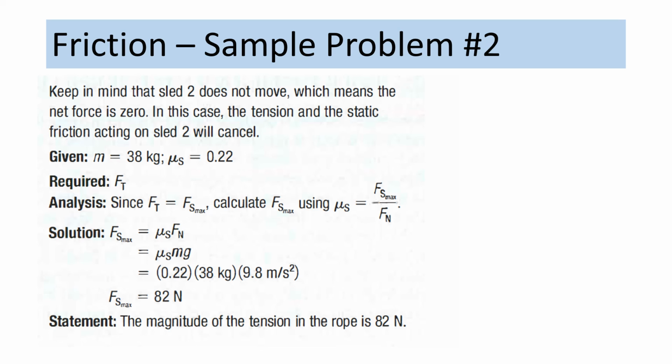Since the force of tension equals the maximum static friction force, we calculate the maximum static friction using μs equals Fs max over Fn. Substituting into the formula again, we get 0.22 times 38 kilograms times 9.8 meters per second squared, which is 82 newtons. So the magnitude of the tension in the rope is 82 newtons.